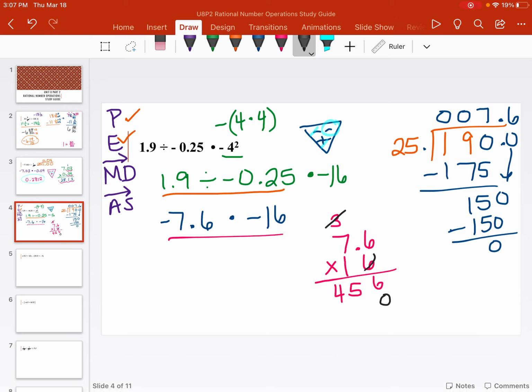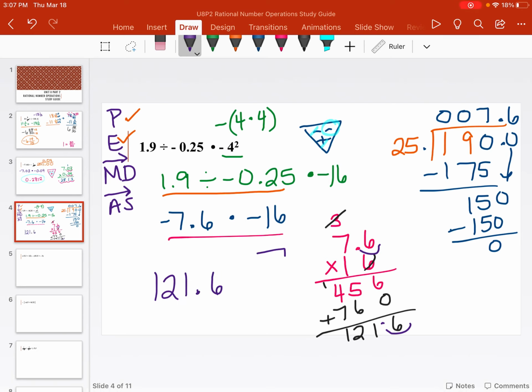Tic-tac-toe. 1 times 6 is 6. 1 times 7 is 7. And add it up. 6, 11, 12. And then don't forget to put that decimal back in. One spot, one spot. So we get 121.6. Again, check my sleeping dog. So we had a negative times a negative, which left us with a positive 121.6.